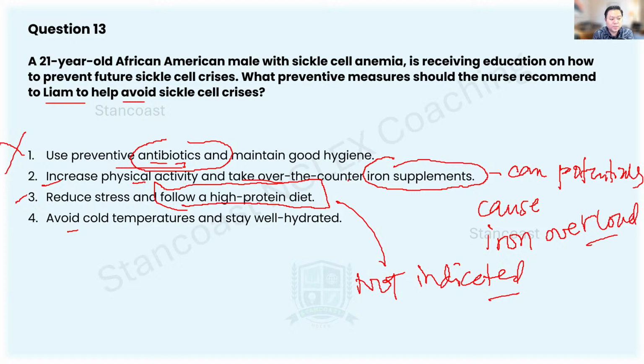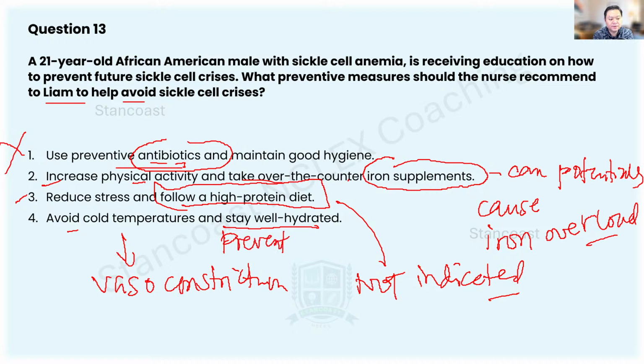What about this one? Avoid cold temperatures and stay well hydrated. As we know, cold can lead to what? Vasoconstriction. And staying well hydrated can prevent vaso-occlusive crisis. All right. So that's it for number 13, guys.